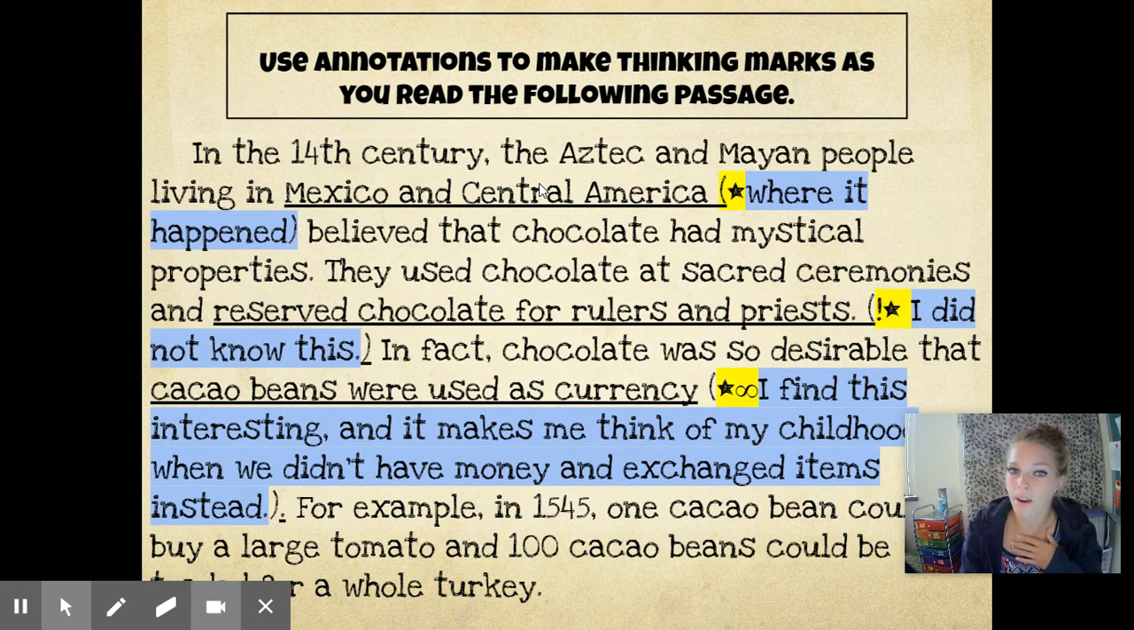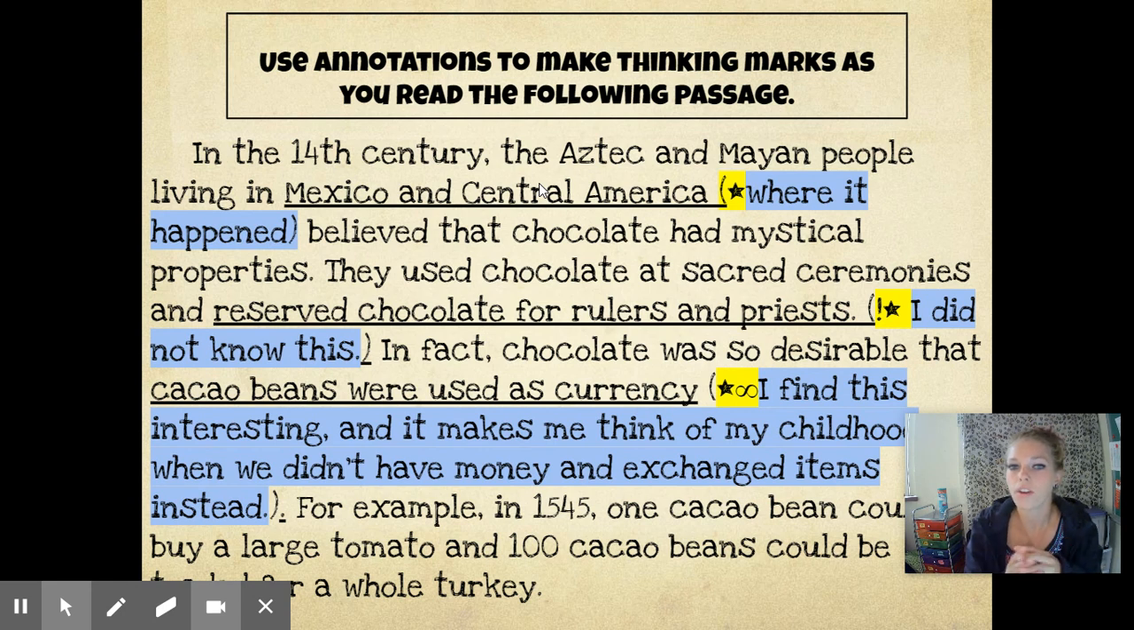So going on to our second paragraph, once again, we have Mexico and Central America, where this all happened with these ceremonies. The chocolate was reserved for rulers and priests. So I put a star by that and an exclamation point because I didn't realize people that were high up were the only ones who ate chocolate. I mean, I eat chocolate every day if I want to. I take it for granted, but back in the 14th century, it was only reserved for those rulers and the priests and the people of high authority.